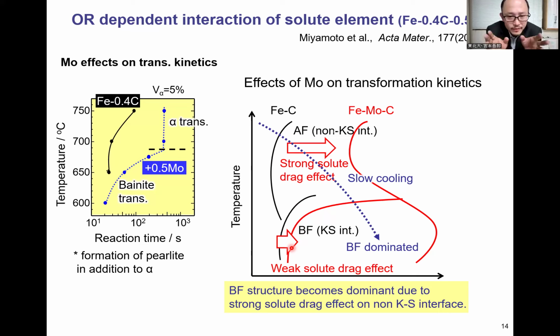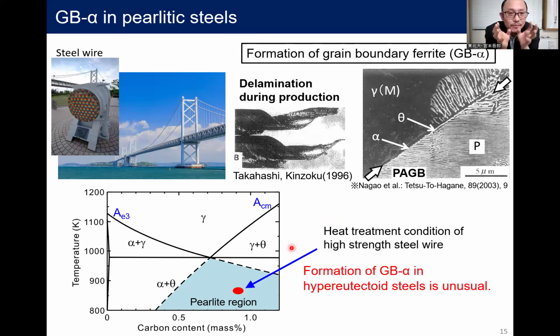So crystallography is very, very important in grain boundary ferrite formation. But it is also important in pearlitic steel. As you may know, the steel wire or steel cable used in bridges is made from pearlitic steel. And this pearlitic steel is heavily drawn to make the steel cable. And in the drawing process, the pearlitic steel sometimes fails, like in this picture. This is called delamination.